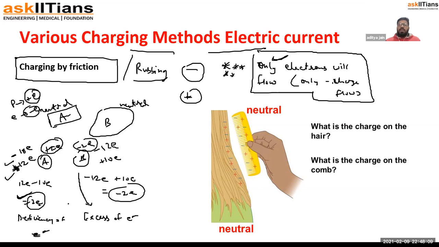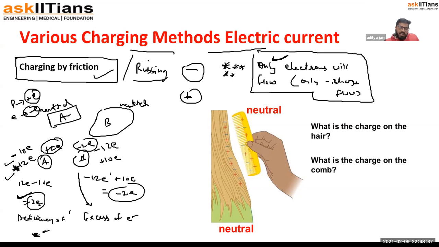So what is the difference? In neutral conditions, electrons are equal to protons. If the body has a positive charge, that means there is some deficiency of electrons, or you can say there are more positive charge particles, protons. If any body has negative charge, that means it has more electrons, having negative charge, in comparison to the protons, or you can say there is excess of electrons on that body. So the thing is clear.